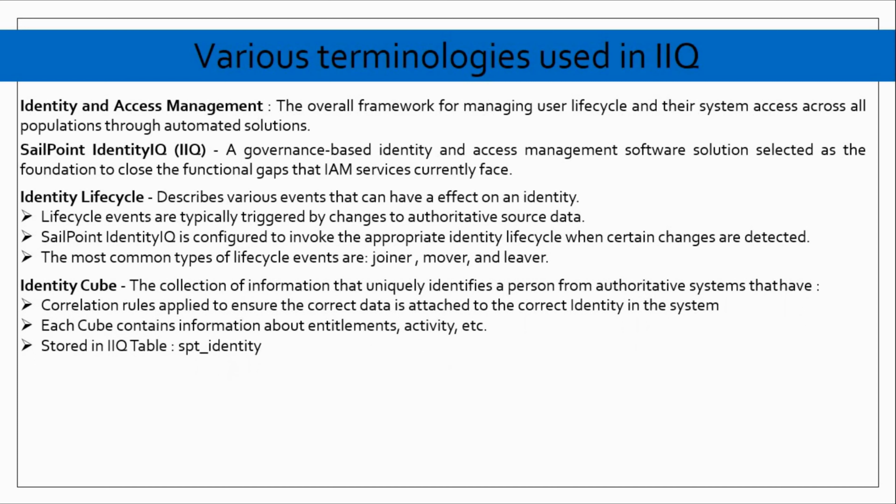Identity cube. You are going to hear this term frequently. The identity cube is a collection of information that uniquely identifies a person from authoritative systems that have a correlation rule applied to ensure that the correct data is attached to the correct identity. So now you may wonder what correlation is. Correlation is the process of attaching an account to the correct identity. Don't worry about it. We will go into detail in upcoming slides. We will also see a practical example of correlation in upcoming videos.